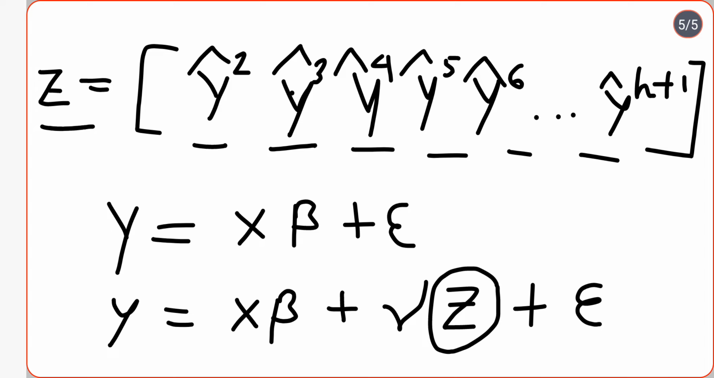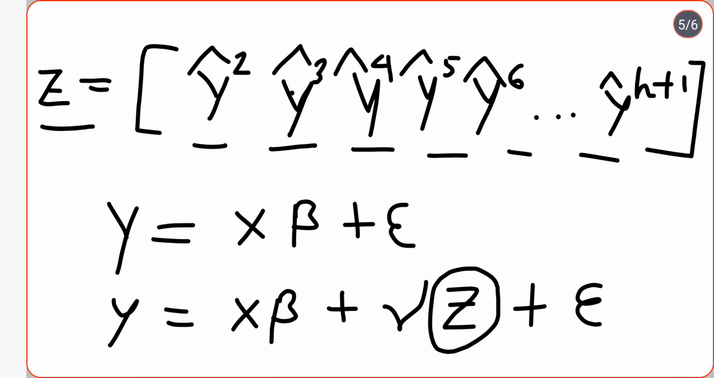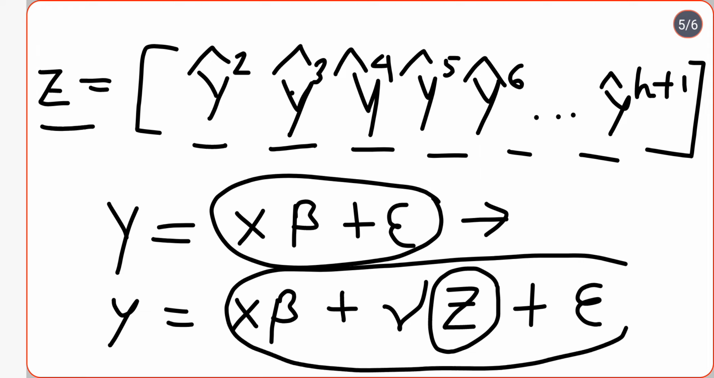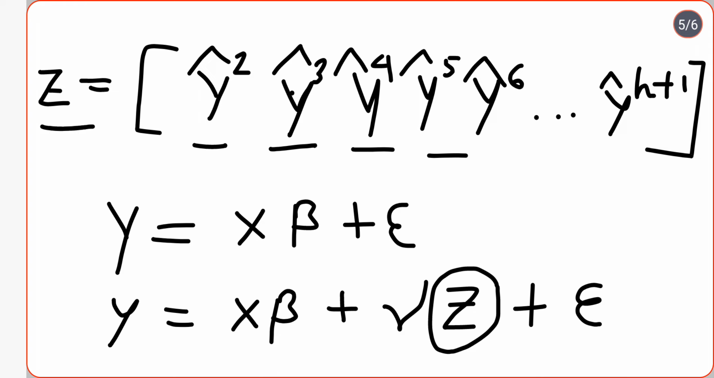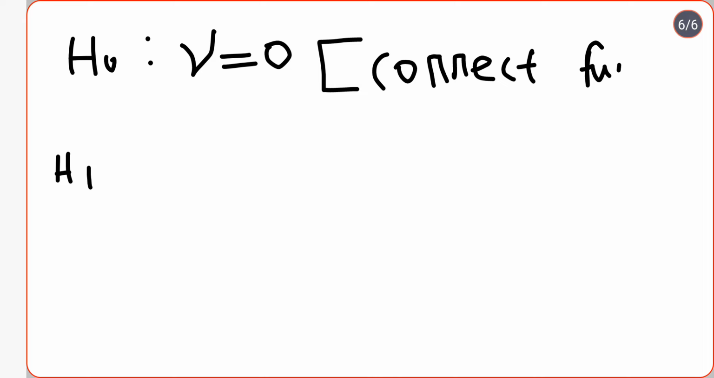Okay, now what will be our null hypothesis? This is step 1: the null hypothesis and the alternative hypothesis. The null hypothesis says that gamma equals 0, and if gamma equals 0, then there is no difference between the initial model and the newly set up model. So if gamma equals 0, we can say that there was no problem in the model, and the functional form of the model was absolutely correct.